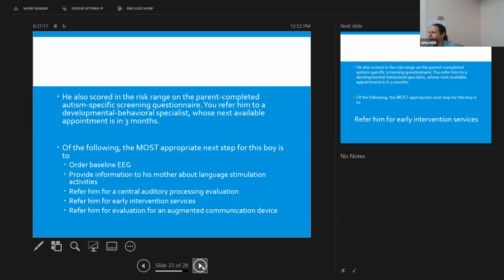So now you're disappointed because they're going to ask you something else and you were so sure that the answer was autism. So you refer him to a specialist and the next available appointment is in 3 months. What's the most appropriate next step for this kid? Yeah, early intervention.